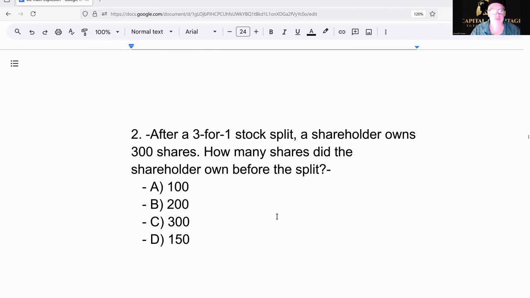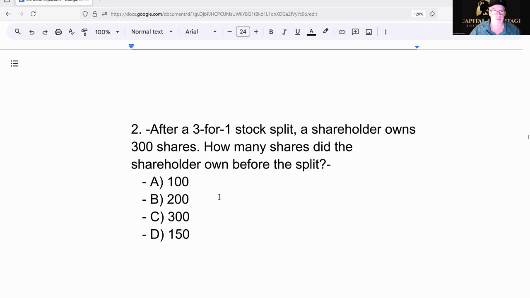Okay, after a 3-for-1 stock split, these are tricky, right? After a 3-for-1 stock split, a shareholder owns 300 shares. How many shares did the shareholder own before the split? So we got 3 for every one we own. So we used to have 100. We just divided by 3. That's a tough one, but 3 for every one, boom. If they do that, it's always going to be into 1. Hopefully I didn't screw with you.